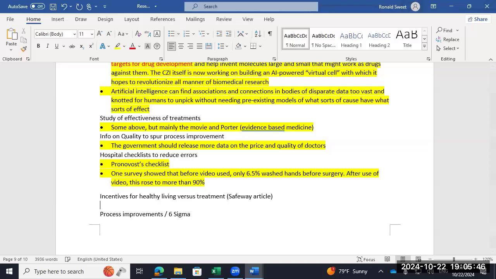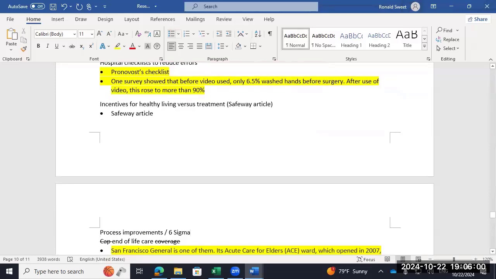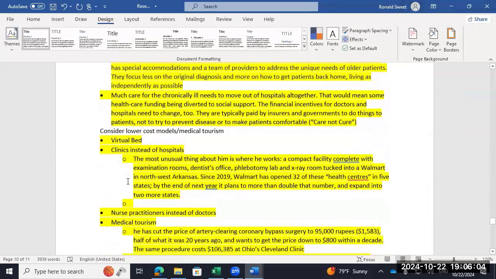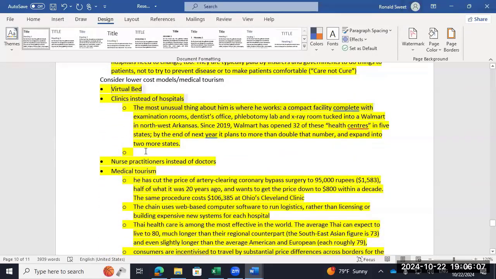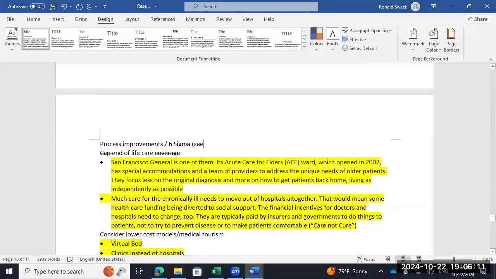We covered this one already. The Safeway article. I just copied it over there. We covered this one, but we put it in a different section. So I tell you what we can do here, process improvements, move under lower cost models, just move it down there, all right?